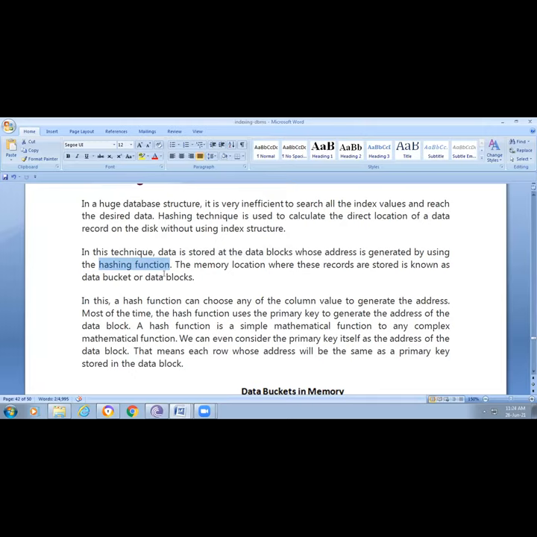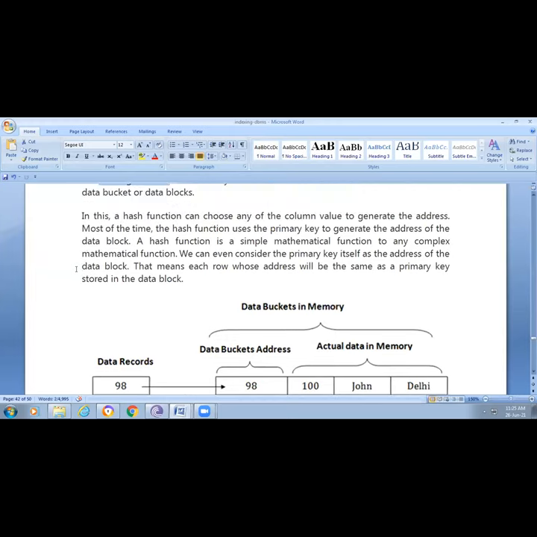A data block is nothing but the memory location where the records are stored. Each and every bucket will be storing the data block. In hashing, the hash function can choose any column value to generate the address. Most of the time, the hash function uses the primary key to generate the address of the data block.